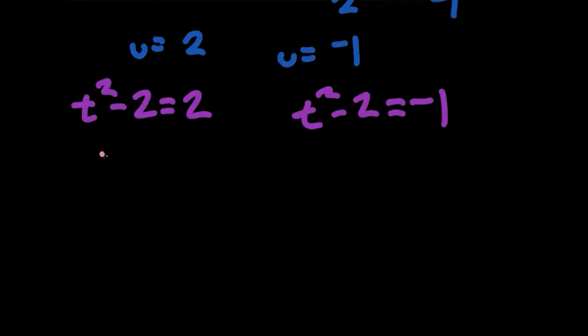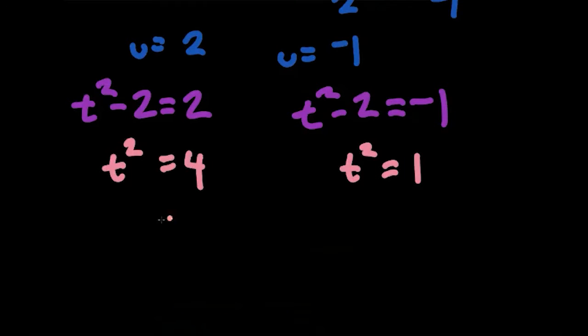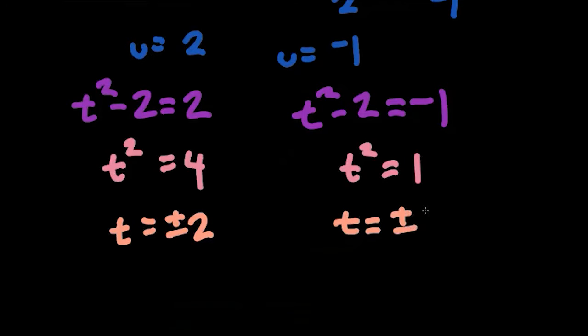So I'm going to add 2 to the other side. So you're going to have t squared is equal to 4. I'm going to add 2 to the other side here, and you're going to have t squared is equal to 1. We're going to take the square roots of both sides, and you're going to be left with t is equal to plus or minus 2 here, and t is equal to plus or minus 1 over here.